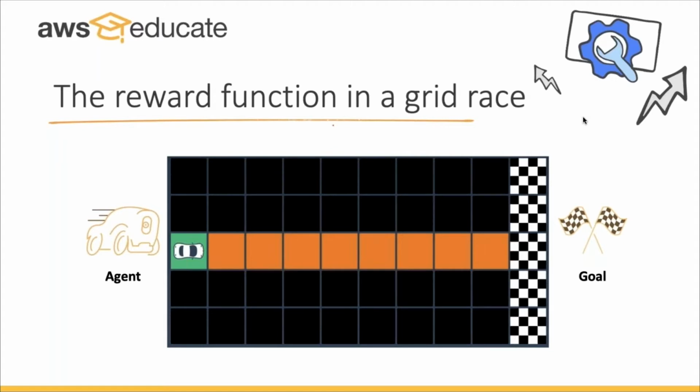Now the reward function is a logic that looks at the next state the agent is in and, based on that, assigns a reward. The reward function can be seen as the logic that will incentivize the driving behavior you want your agent to learn. So looking at this race grid, the next question is, how will you incentivize the agent to drive on the yellow center line?